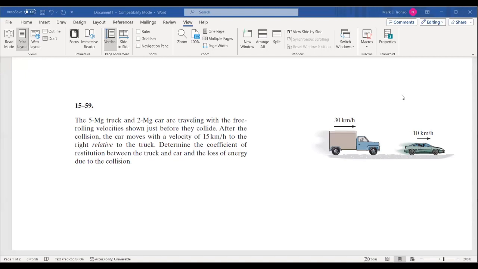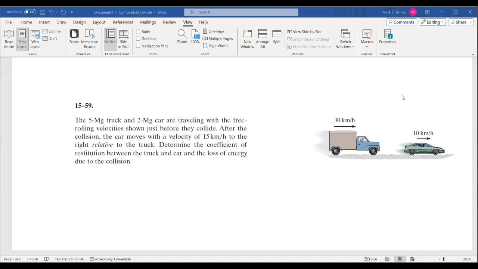Next, we're going to look at problem 15-59. This is similar to the ones we've seen before, except this time the truck is going to collide with a car. And instead of locking together after collision, they're going to separate. So let's take a look at this.